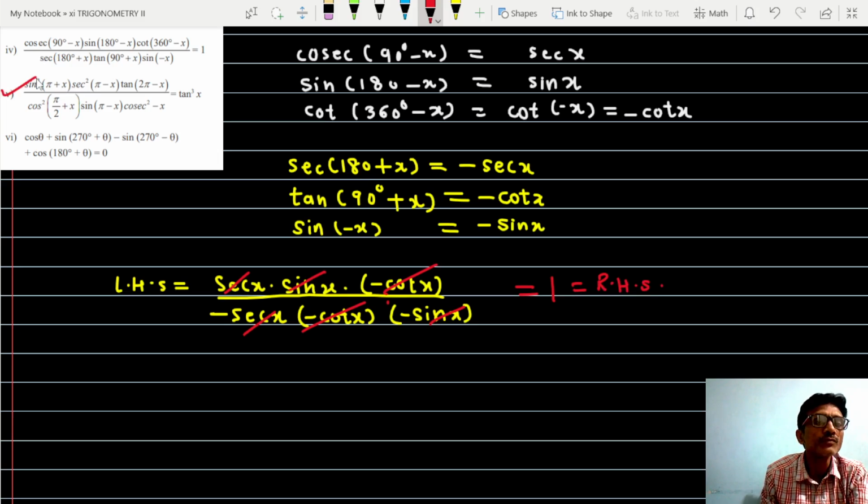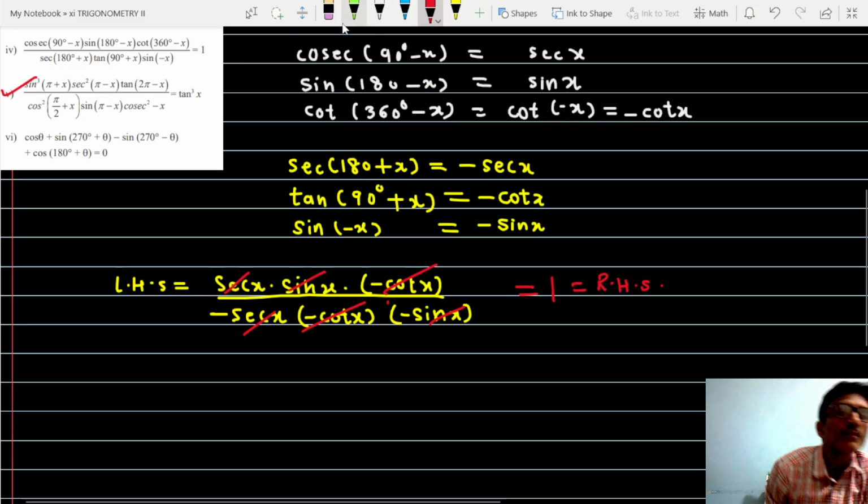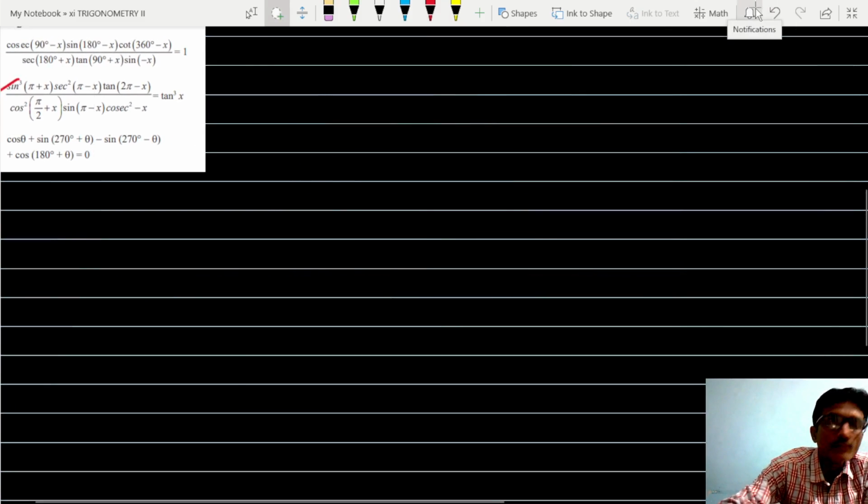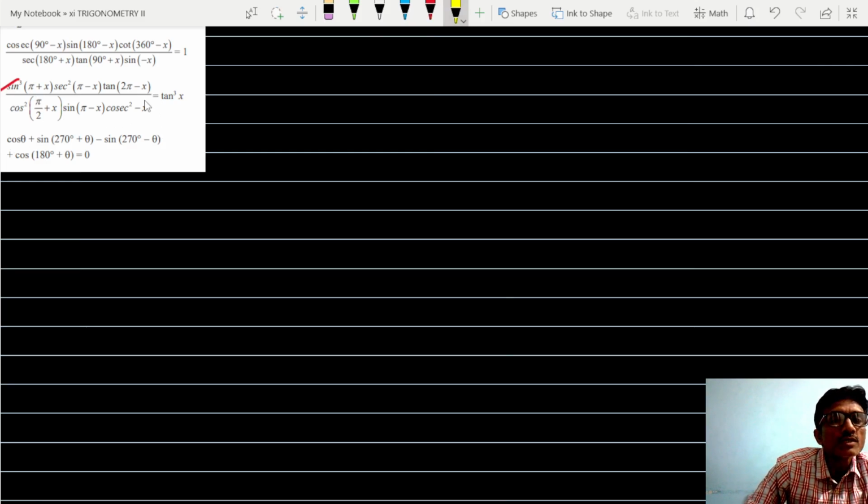Next we will prove the fifth one. Sine cube of pi plus x, sec square of pi minus x, and tan of 2 pi minus x, over cos square of pi by 2 plus x, sine of pi minus x, and cosec square of minus x. We want to show it is equal to tan cube x.